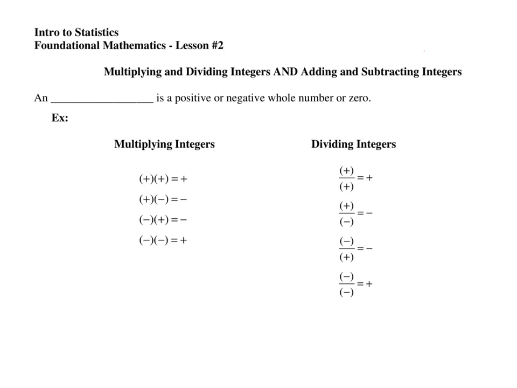Alright, starting lesson 2, we're multiplying, dividing, adding, and subtracting integers. An integer is simply a positive or negative whole number, or 0.